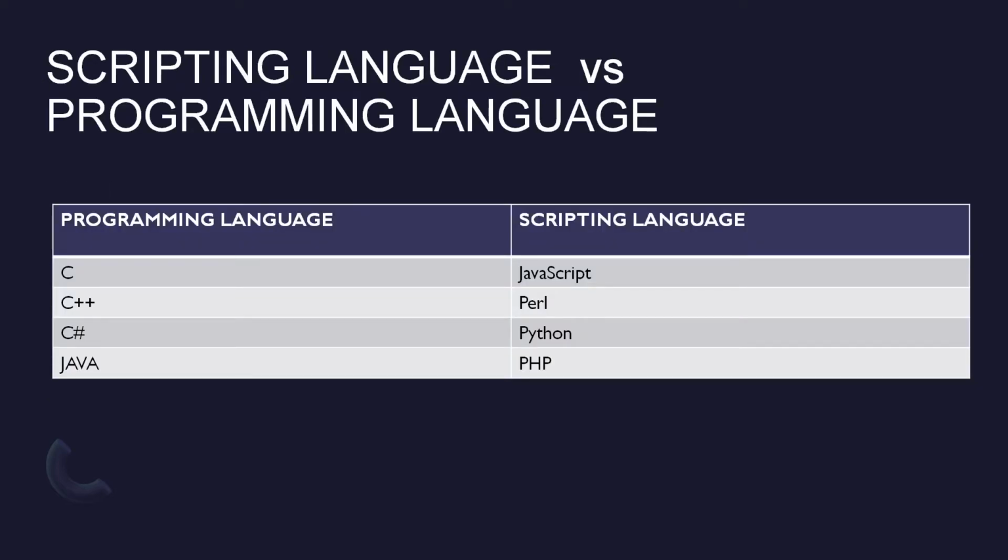Now, a difference between scripting language and programming language. If you are going for a job interview, there may be a question whether Python is a programming language or a scripting language. The answer is that Python is a scripting language. What's the difference? A programming language first gets compiled. All the high-level code will be converted into machine language before it gets executed, but a scripting language gets interpreted.